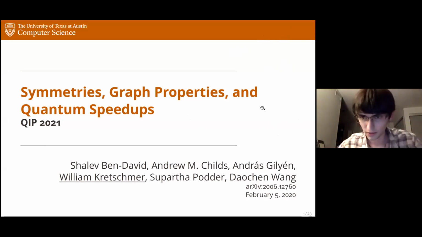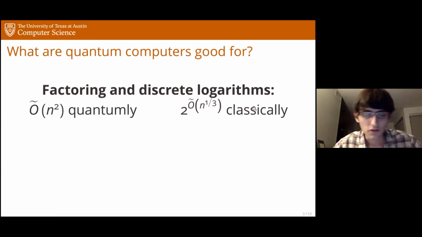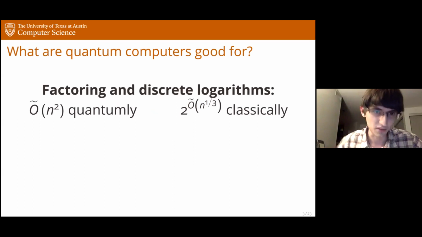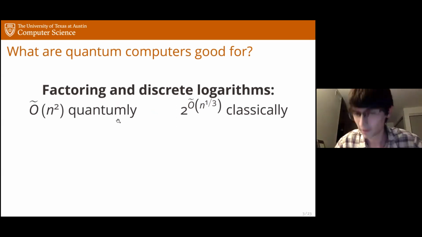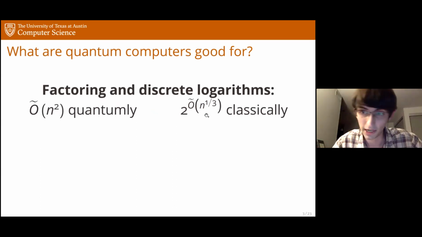And I'll start by just going through the background and motivation for this work. Like a lot of other work in quantum complexity, the goal of this work is to better understand what quantum algorithms are good for. By far the most famous example, if we're interested in super-polynomial or even exponential quantum speedups, is of course factoring and discrete logarithm, where we have a polynomial time quantum algorithm that beats all of the best classical algorithms, which take exponential time in general.